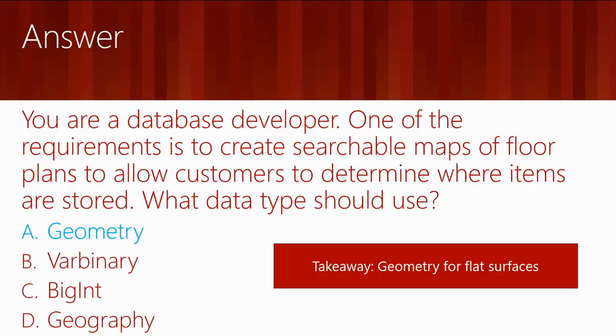The reason is that geometry is going to be for our flat surfaces. Our geography is going to be for curvature of the Earth. Exactly. Now, big int obviously wouldn't work at all. In theory, could var binary work? Yeah, in theory it could work because I could be storing pictures and images of all of that. But that's not really going to give me what I want because I'm not going to be able to query into that. So in theory, could it work? Yes. In reality, it couldn't.